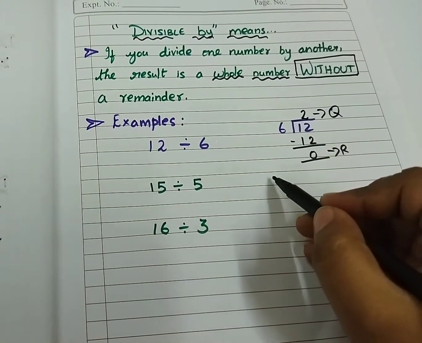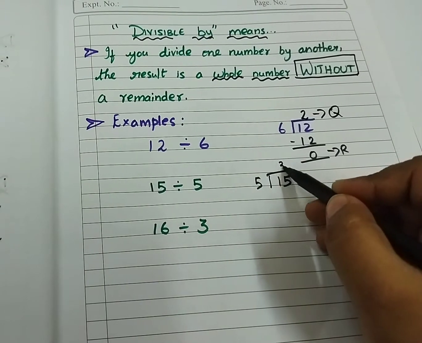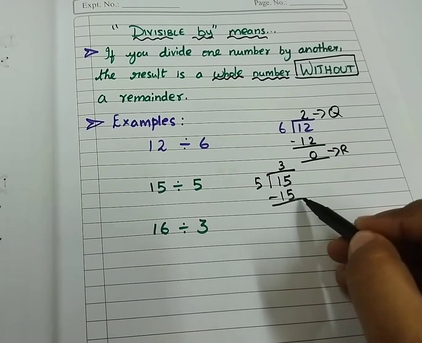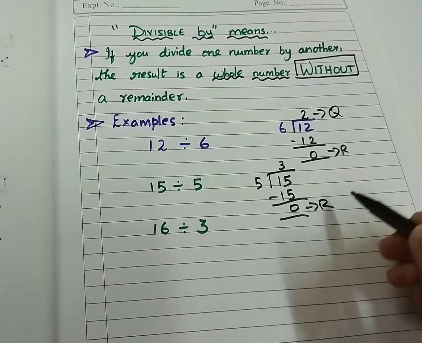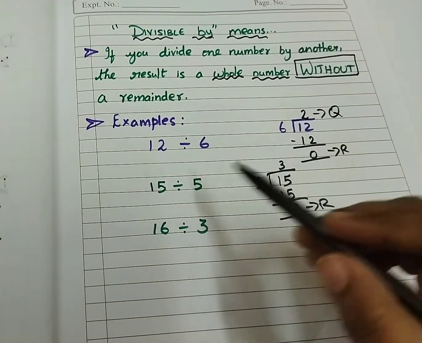So 15 divided by 5. In the 5 table, how many times is 15 coming? 3 times. And here also if you see, I am getting my remainder as 0. So it is exactly divisible, this 15 in the 5 table.